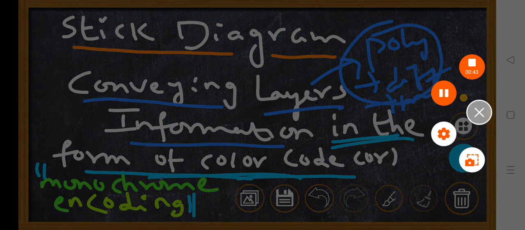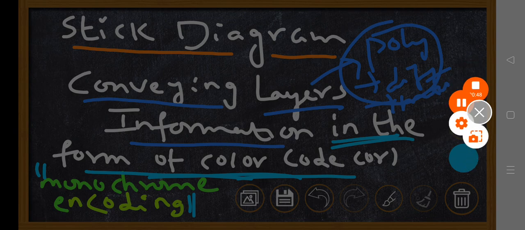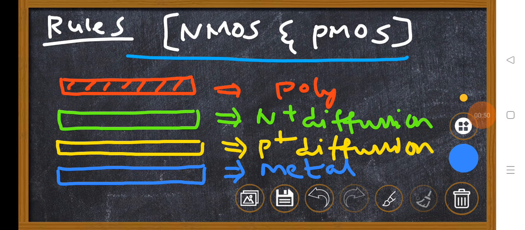Is it understood? Now we will talk about the rules of the stick diagram for designing Nmos, Pmos and Cmos. Before discussing the rules of Nmos and Pmos, let us quickly recap the color code and monochrome encoding of MOS layers. You can observe that polysilicon is shown with this monochrome encoding, and the color is red. That's why I have shown it in red.